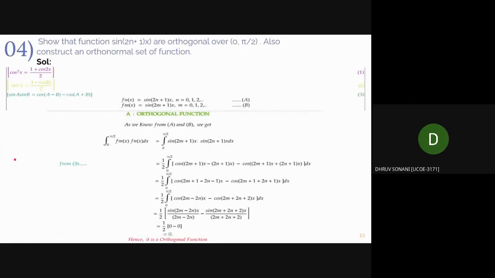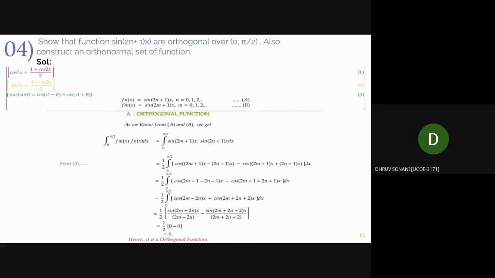Example number 4. Show that the functions sine (2n plus 1)x are orthogonal over 0 to pi by 2 and also construct an orthonormal set of functions. Basically, this example is based on orthogonal and orthonormal functions and it is very important from the exam point of view. So without wasting your time, let's start this sum. The function f_n(x) is equal to sine (2n plus 1)x where n equals 0, 1, 2, and so on.